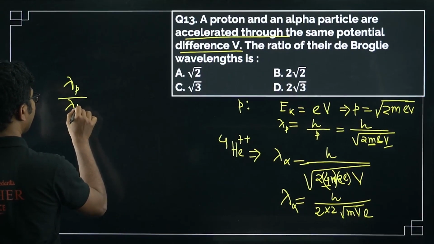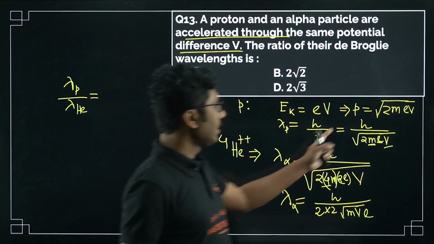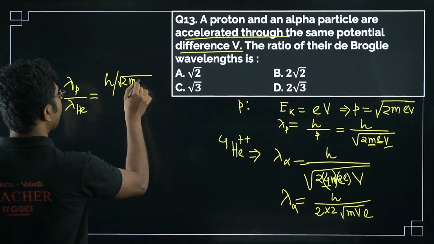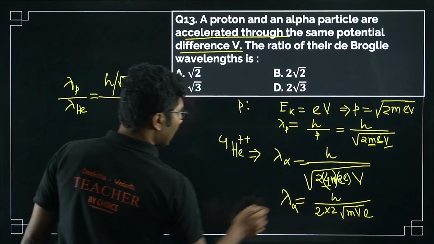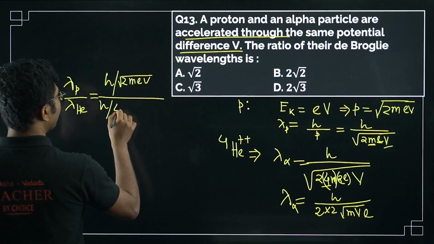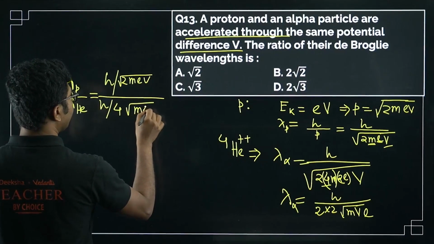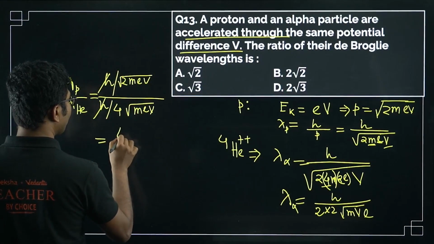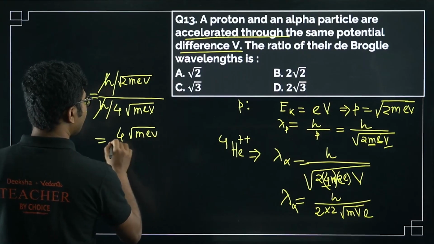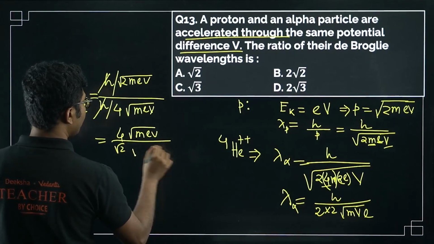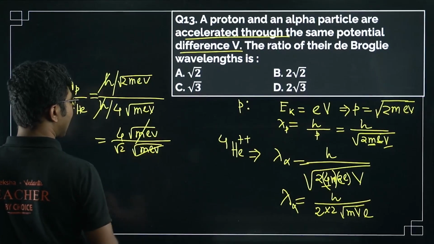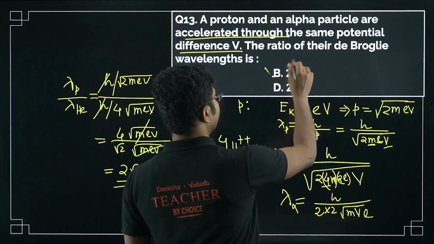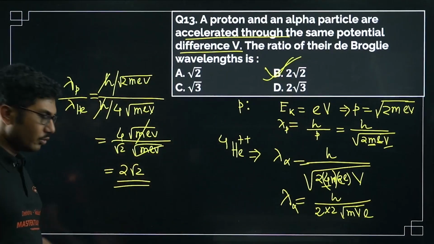Proton divided by alpha particle. Proton is this value, h divided by root 2 MeV, and alpha particle is h divided by 4 square root of MeV. So h cancels, this will go up, this is division, right? So 4 MeV divided by square root 2 root MeV cancel, so you get 2 root 2. So answer will be 2 root 2. Okay, 4 by root 2 is 2 root 2.